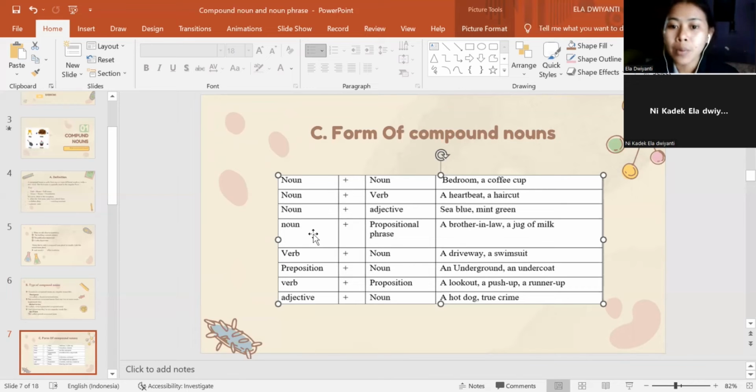Noun plus prepositional phrase, a brother-in-law, a jar of milk. Verb plus noun, a jiffy, a swimsuit. Preposition plus noun, an underground, an undercoat. Verb plus preposition, a lift-off, a push-up, a runner-up. Adjective plus noun, a hot dog, chicken cream.